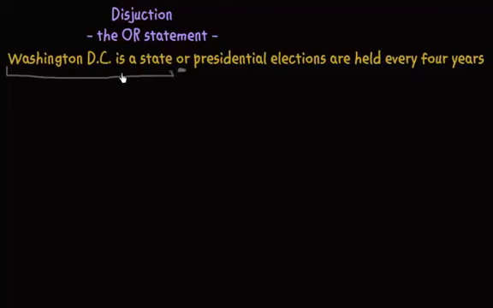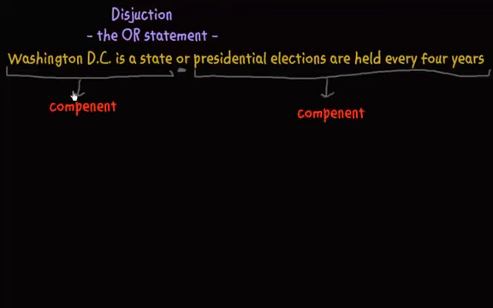So here's one, Washington, D.C. is a state. And then we have another simple statement here, presidential elections are held every 4 years. Now each one of these we're going to call components. Now remember, components will help determine the truth value of our OR statement, but don't confuse the overall truth value of an OR statement with the truth values of the components. So let me read off this statement one more time. Washington, D.C. is a state, or presidential elections are held every 4 years.